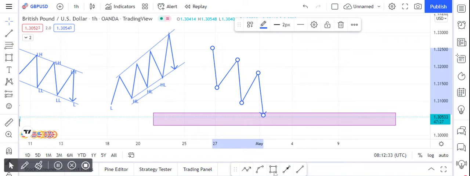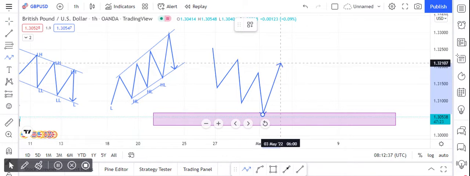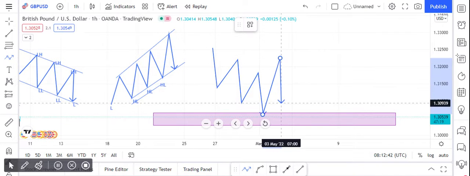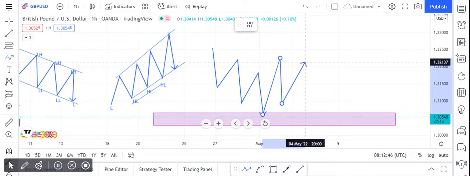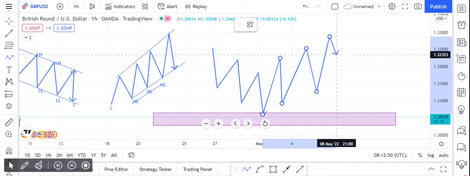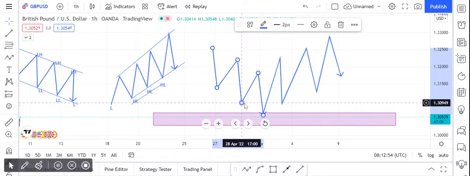So how does the market change direction? The market changes direction like this. It breaks this structure like that and comes down, retests this demand zone here, and then changes direction. Now it's in an uptrend again. So now this is the third scenario you need to understand about the market.